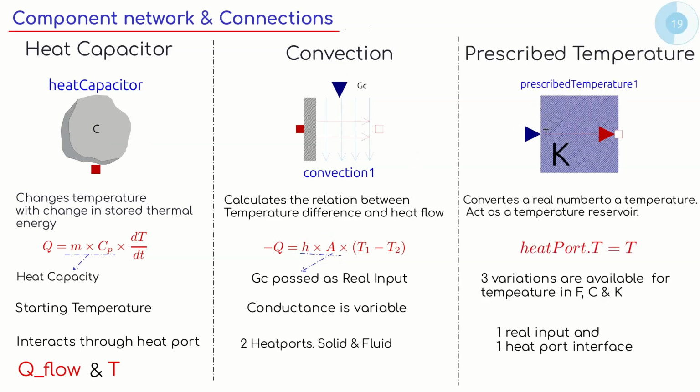Now we have a prescribed temperature which can take a real value in Kelvin as a temperature, and it can convert that as the temperature of a heat port. So this particular component can take any amount of heat energy without changing the temperature. So this is ideal for representing our air, which does not change the temperature with respect to the heating or cooling. And the temperature can be changed using the input real number.